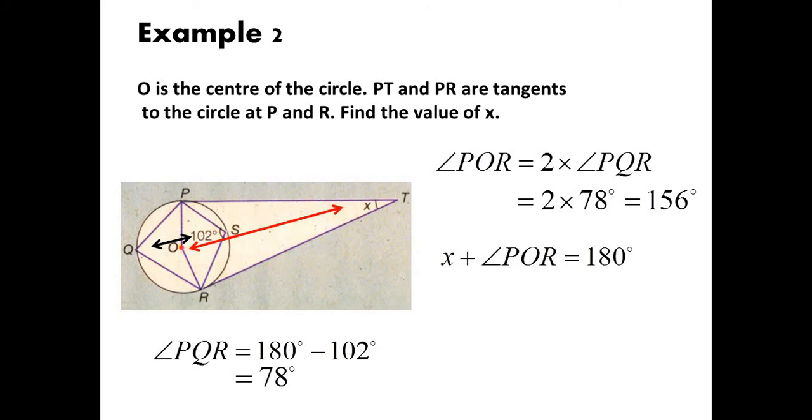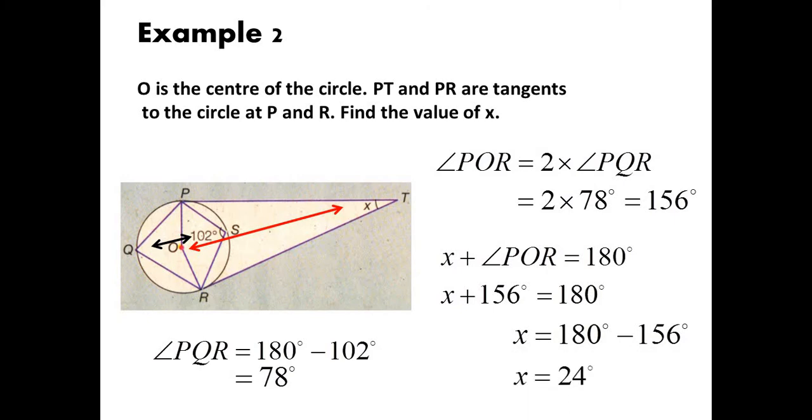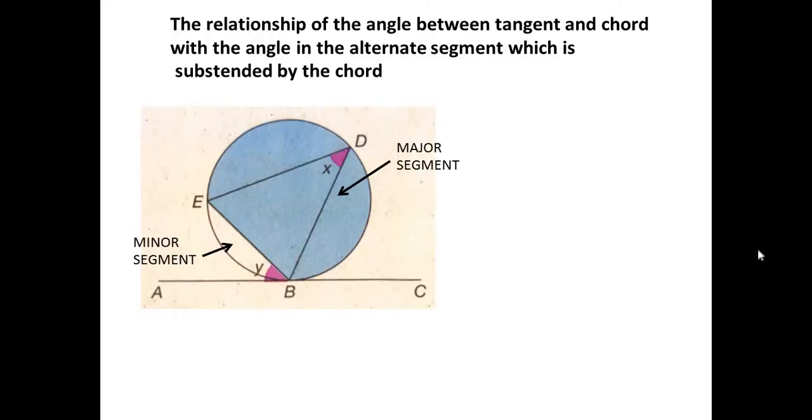Okay, so after that, we're going to find out what is our X. So you add angle X with angle POR, it will give you 180. So therefore, your X is equal to 24 degrees. Right?